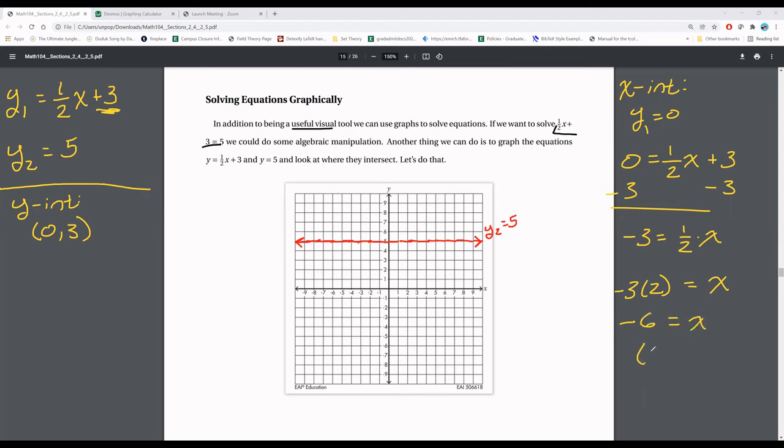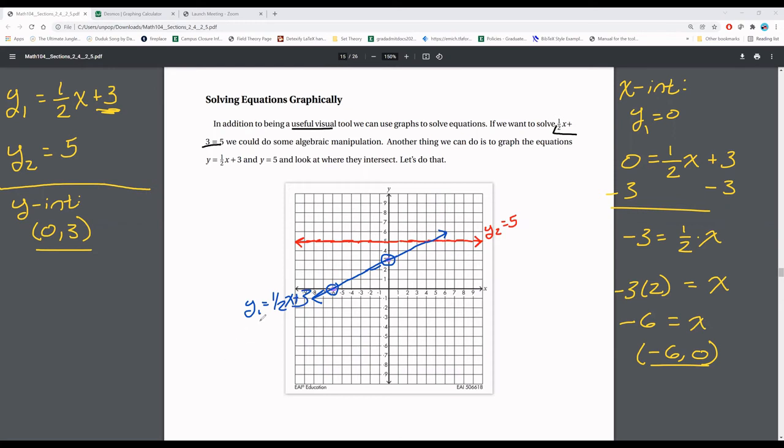So I'm looking for the point -6, 0. There are my 2 points on the line, -6, 0, and 0, 3. Let me go ahead and draw in my line. All right, so plotting my 2 intercepts, there's one, there's the other. This gives me the line, call it y sub 1, 1/2 x plus 3.